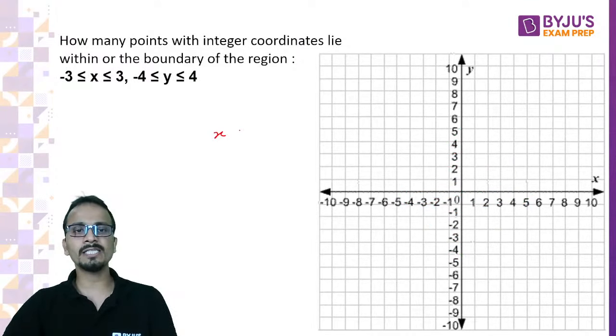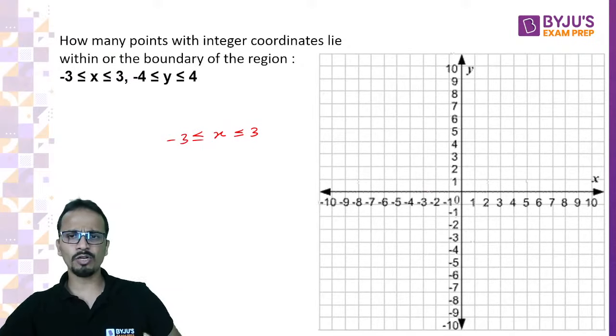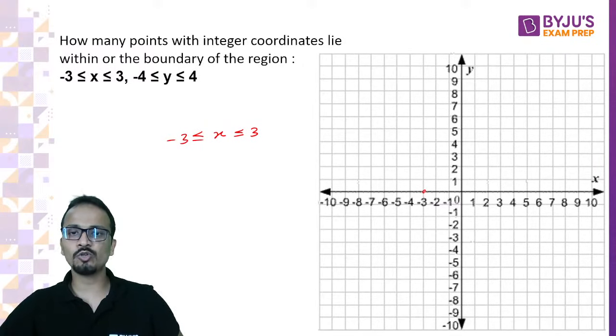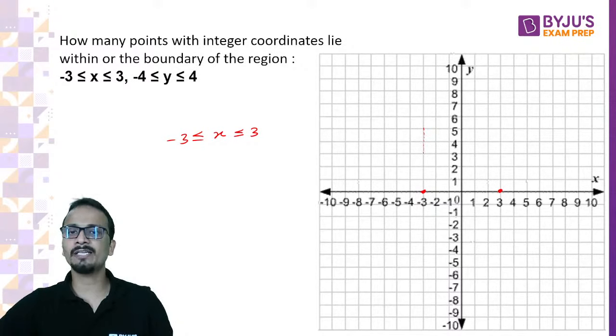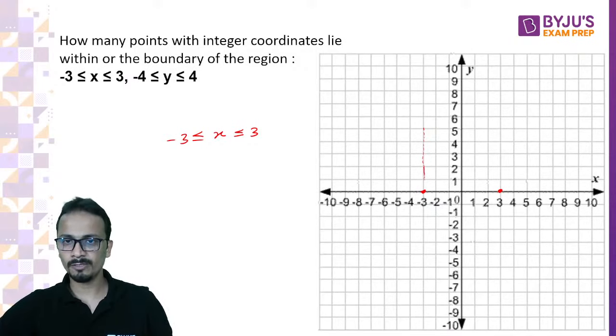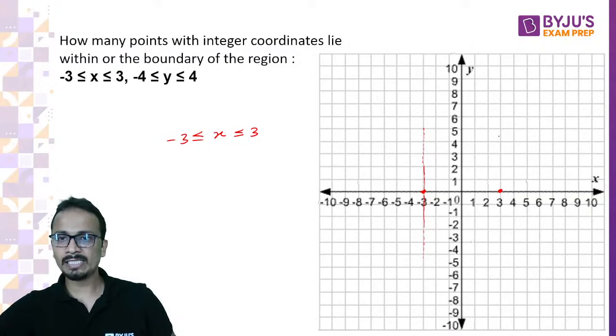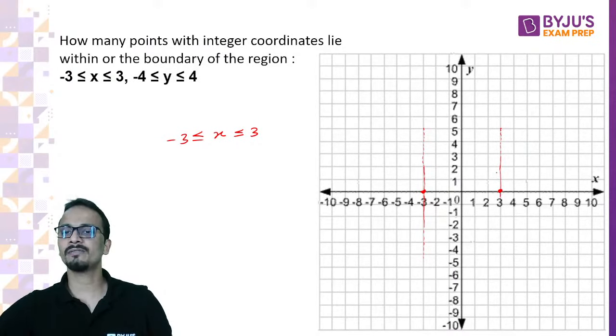So here x is less than equal to 3 and greater than equal to -3. Okay, so let us first of all look at these points. So x equal to -3 and x equal to +3. Let us plot these two straight lines. So x equal to -3 will be a straight line like this. Okay, I'm showing it with a dotted line, and similarly x equal to +3 will be this dotted line.